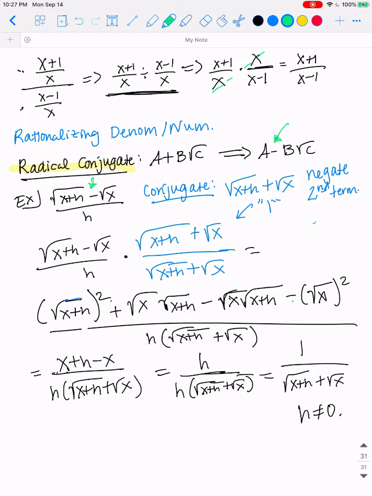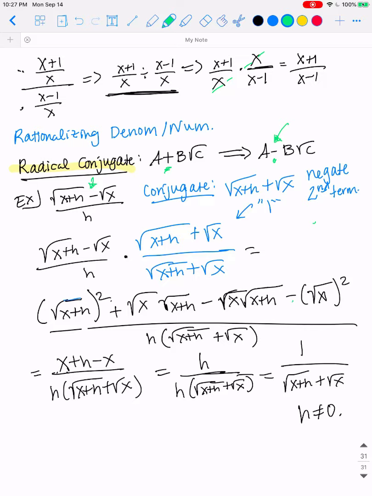So our last thing is rationalizing the denominator or numerator. The radical conjugate of a plus b square root c is a minus b square root c. So we're basically just negating the second term. If it's positive here, it's going to be negative. If it's negative here, then here it's going to be positive. So for example, we have square root of x plus h minus square root of x, over h. And this is a common expression that's used throughout calculus. So that's why I pulled this example.